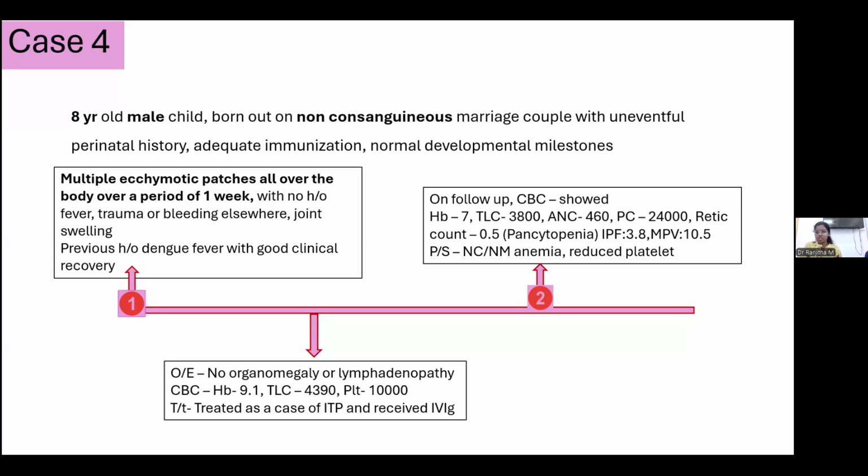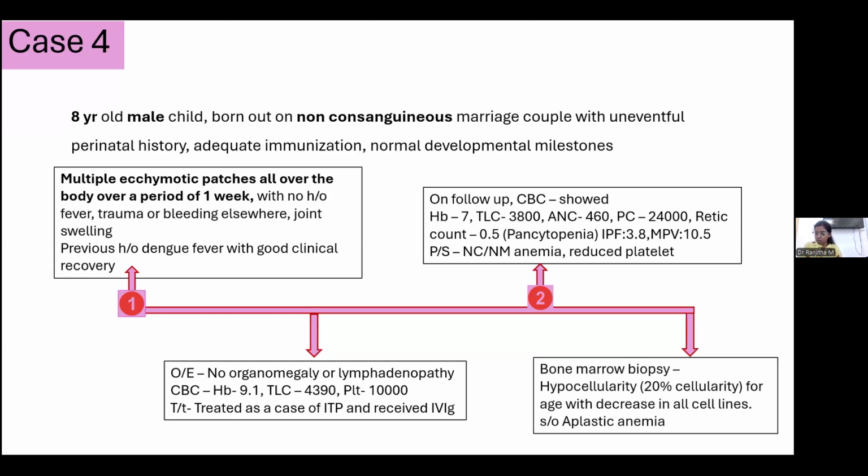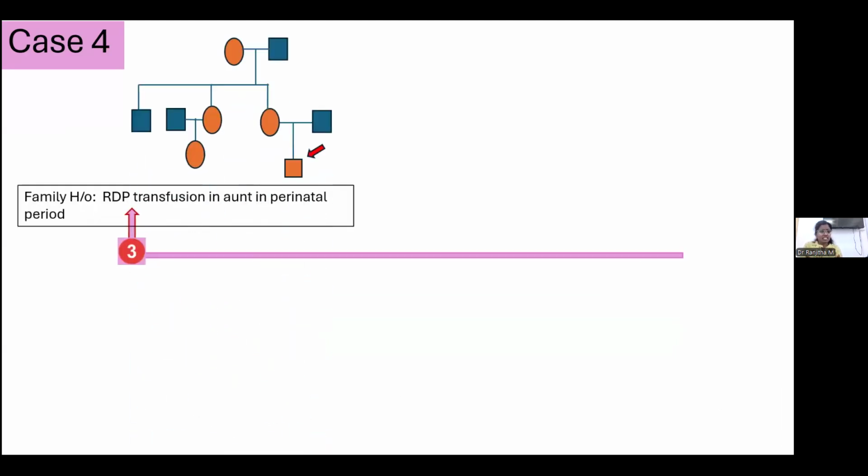And peripheral smear showed normocytic normochromic anemia with reduced platelet counts, for which the child was evaluated with bone marrow biopsy, which showed hypocellularity for his age with decrease in all the cell lines, and was then diagnosed to have aplastic anemia. But the child had a significant family history. So the maternal grandmother, the mother, and the maternal aunt, along with his cousin, had a history of thrombocytopenia, which was not evaluated. However, the maternal aunt required platelet transfusion during her childbirth, but none of them had any severe bleeding manifestation which required any evaluation.